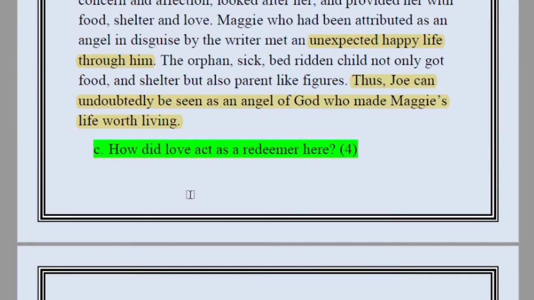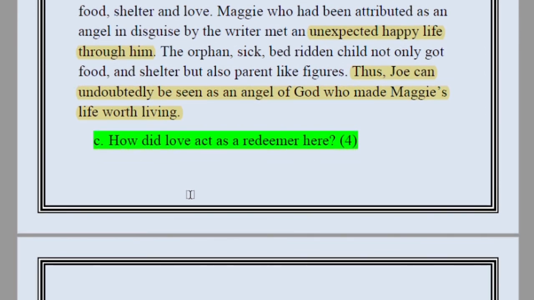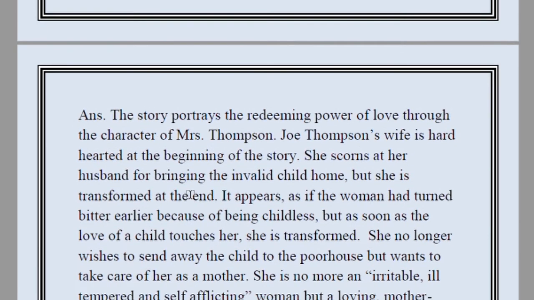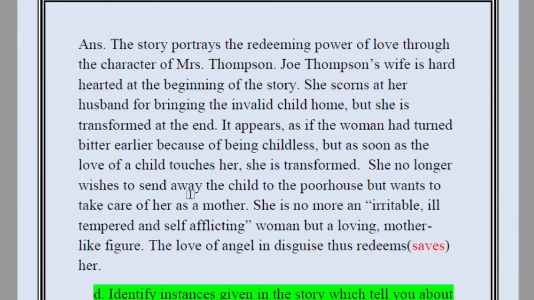Next, come to the next question. How did love act as a redeemer here? Let's see. The story portrays the redeeming power of love through the character of Mrs. Thompson. Joe Thompson's wife is hard-hearted at the beginning of the story. We find her very cruel. She scorns her husband for bringing the invalid child home, but she is transformed at the end.